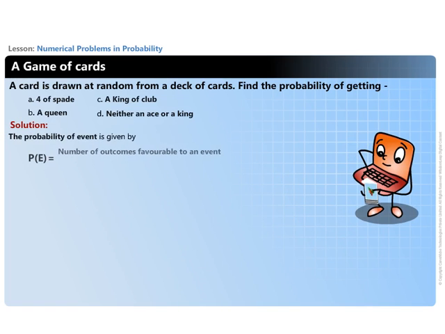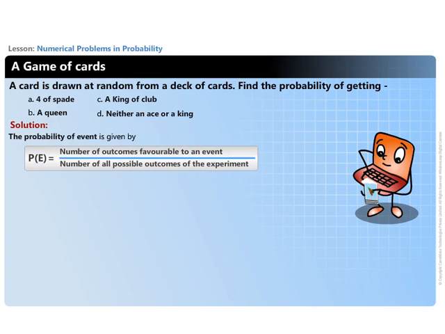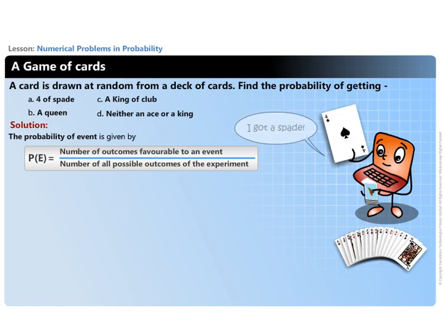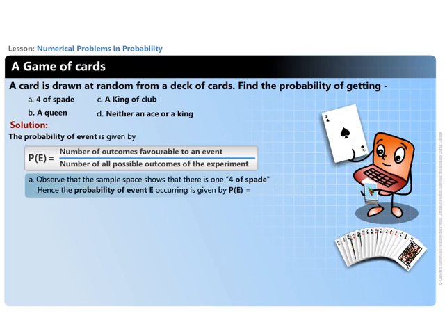The probability of an event is given by P(E), which is the ratio of the number of outcomes favorable to an event and the number of all possible outcomes of the experiment. YB shuffles the cards and draws one card, which is a spade of number 4. Observe that the sample space shows that there is 1 four of spade. Hence, the probability of event E occurring is P(E) = 1/52.